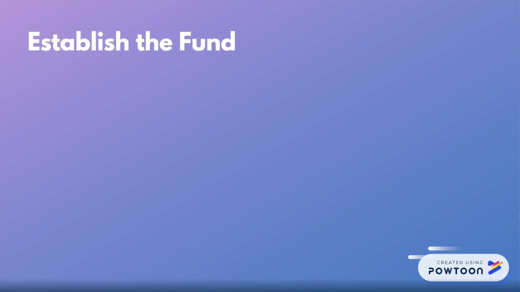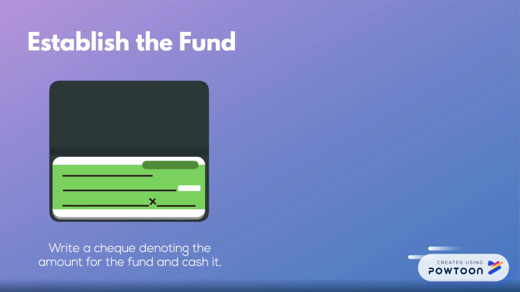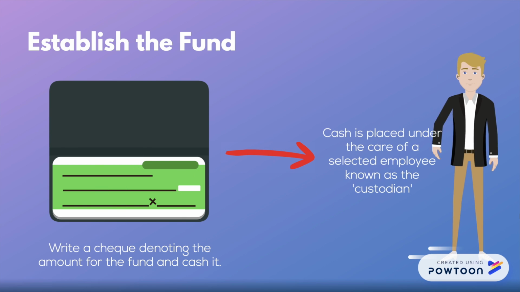To establish the fund, the business writes a check denoting the amount they wish to have in the fund and cashes it. The cash is then placed under the care of an employee selected as the custodian.